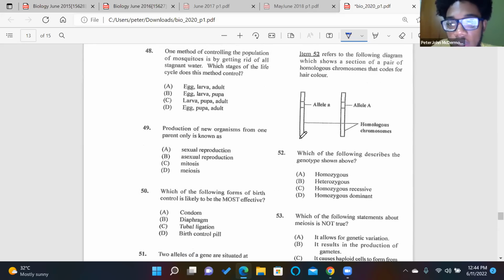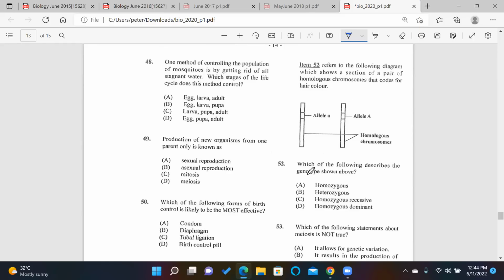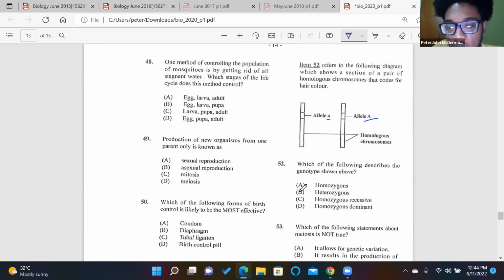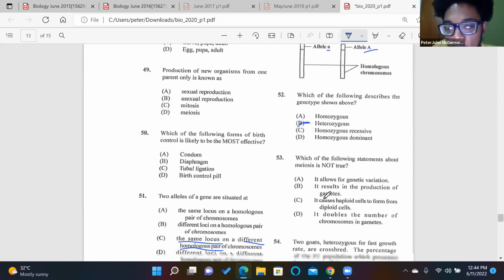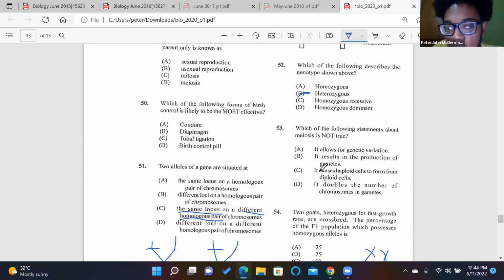Cool. So next, which of the following describes the genotype shown above? So what do we see? We have a little a and a big A. So that's heterozygous, correct. Next: which of the following statements about meiosis is not true?